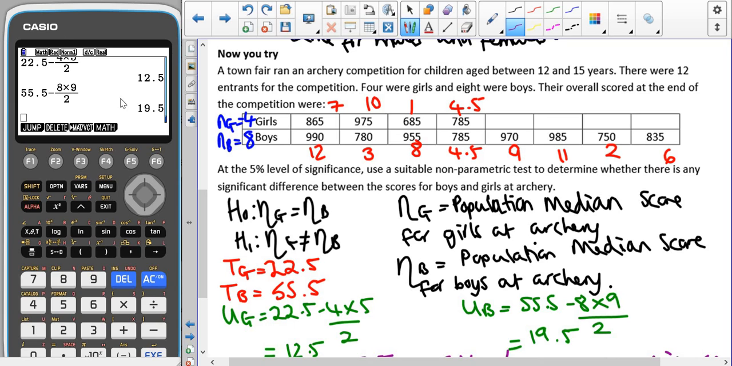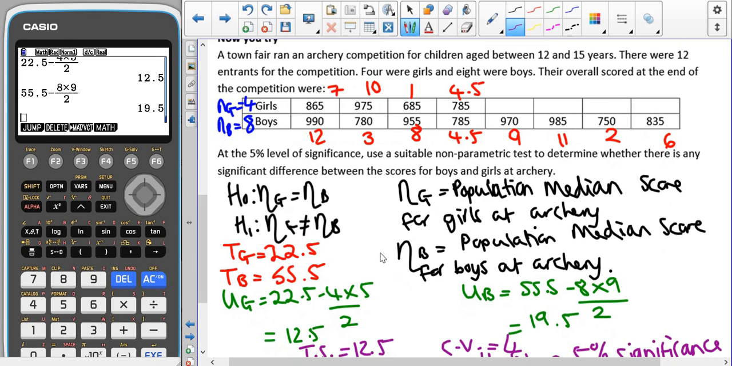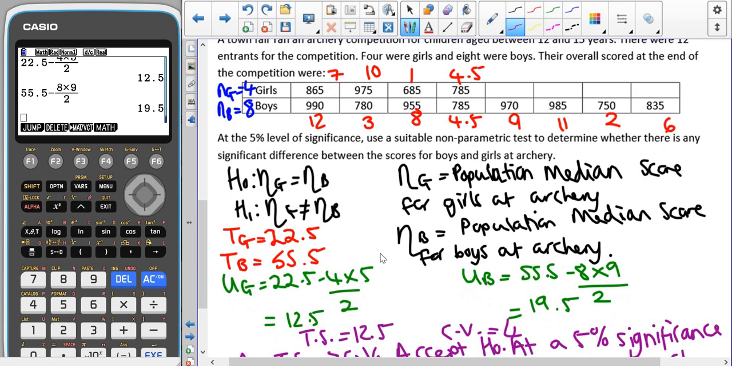So then when we use our U formula, we're doing 22.5 minus 4 times 5 over 2, which gave us 12.5. And for UB, we're doing 55.5 minus 8 times 9 over 2, which gives us 19.5. So then our test statistic, the lowest of those two, is 12.5. Critical value, looking at the bottom table, 2 tail 5%, and this time we have 4 and 8, which gives us a critical value of 4.